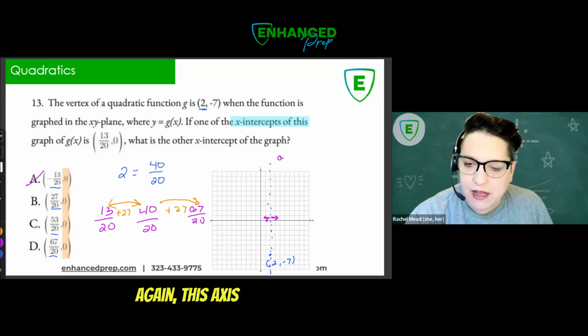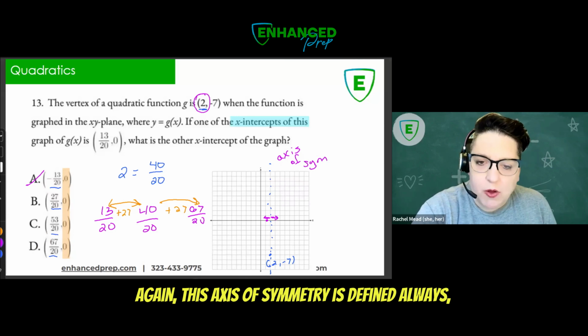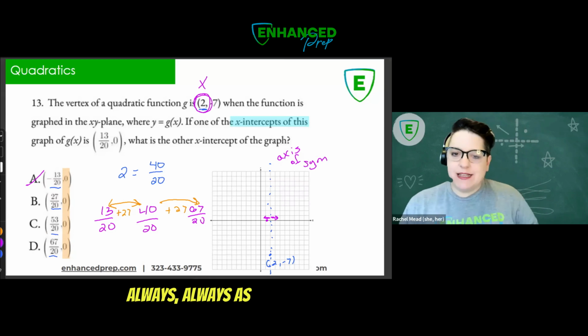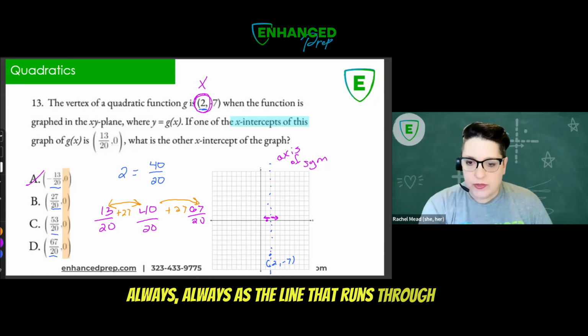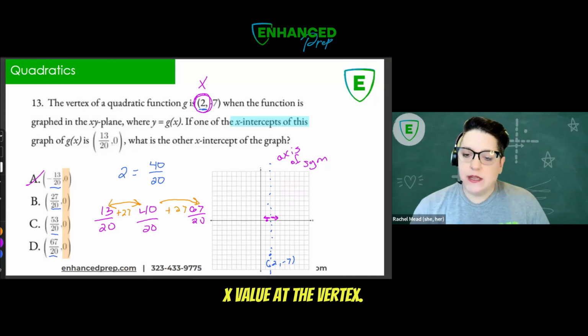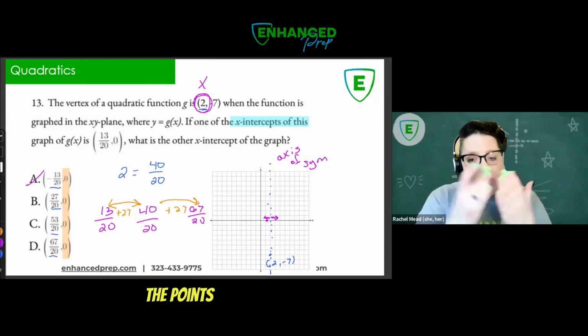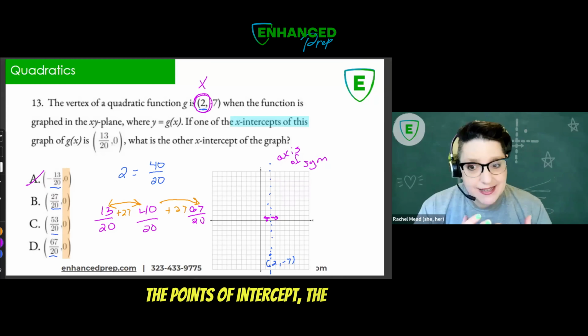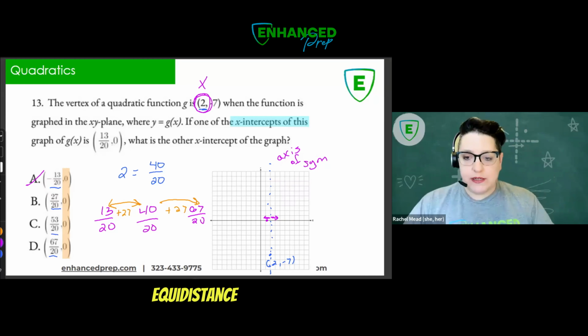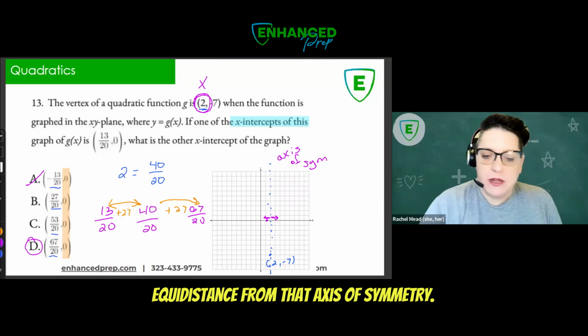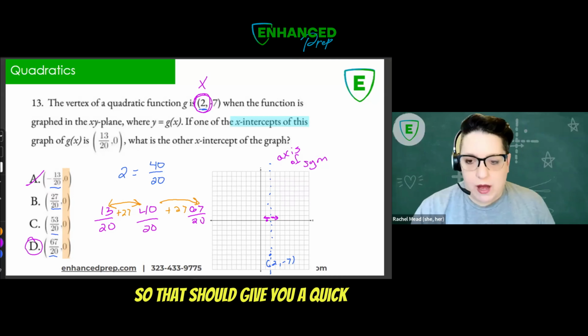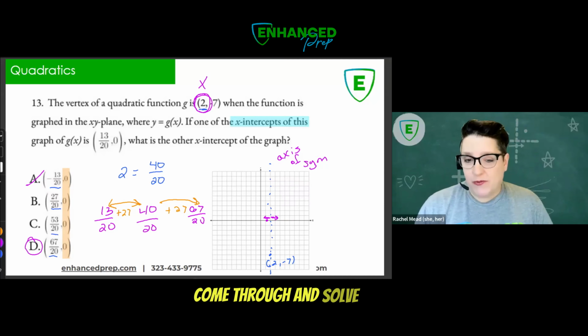Again, the axis of symmetry is defined always, always, always as the line that runs through the x value at the vertex. And what does it mean? The points of intercept, the x-intercepts, are equidistant from that axis of symmetry. So that should give you a quick opportunity to come through and solve this.